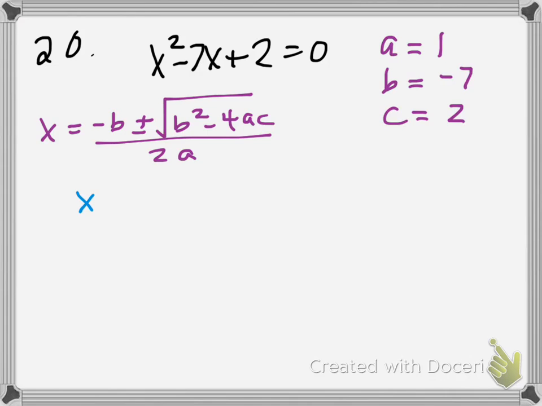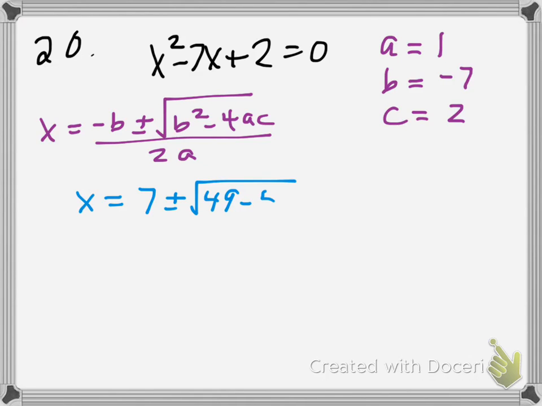So I have x equals negative b, which just means the opposite of b. So if b is -7, the opposite is +7, plus or minus the square root. So kind of open up a longer square root symbol, b squared. So I'm actually going to take -7, which is b, and square it. Remember, when you square a number, it's always positive. So that first number inside the root should always be positive. So that's 49 if you square -7.